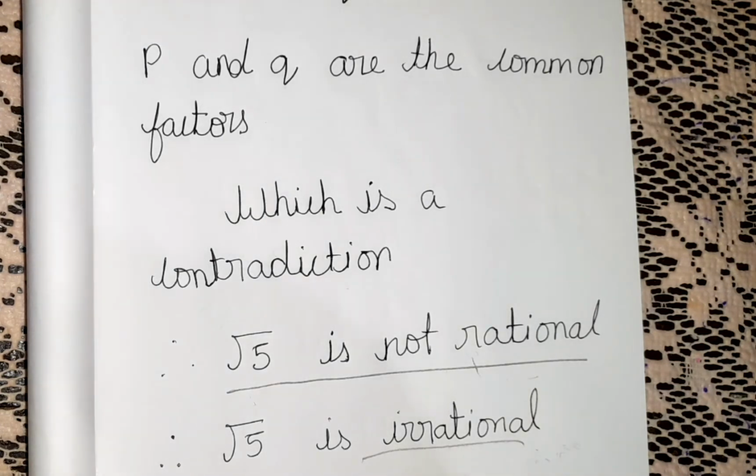I hope you understood this. This is somewhat difficult, because this is a very important topic. If you understand and study this, you can solve whatever questions you get. For example, if they give root 3 or root 2, you can solve it by using these methods. But instead of 5, you should put that particular number. If it is root 3, instead of 5, you should put 3 and solve it. That's all.